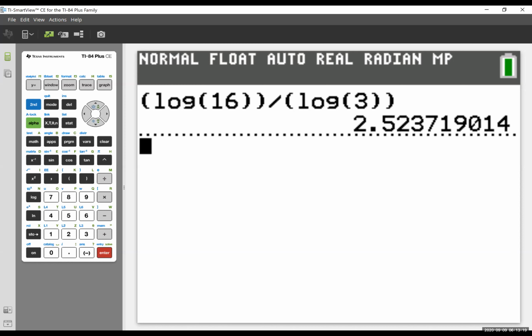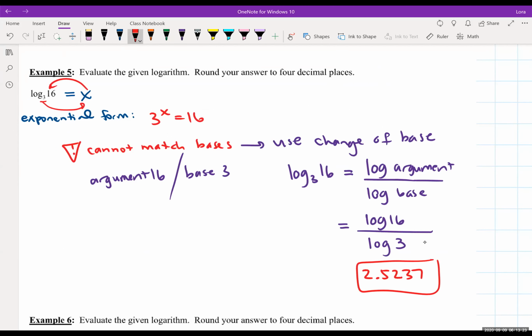Let me see if you guys can see that though. There we go. So you see right away, you see my approximation marks instead of straight equal sign, squiggly equal sign, 2.5237. So that's one way to go.